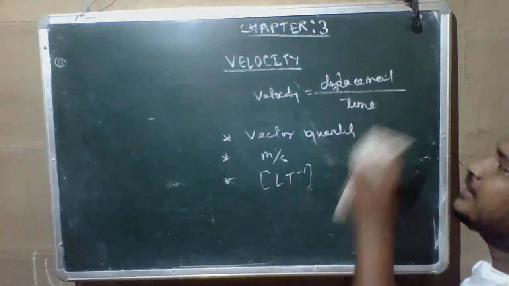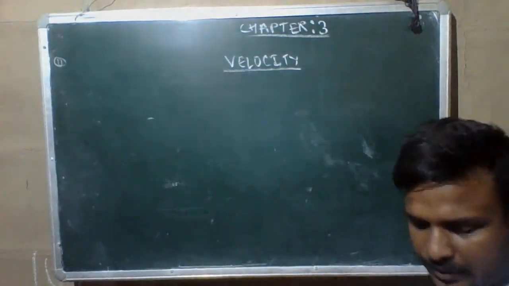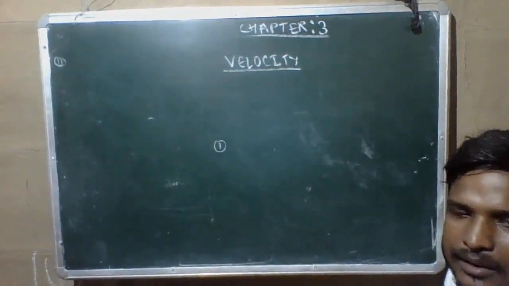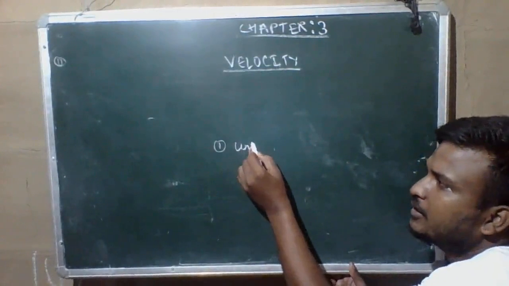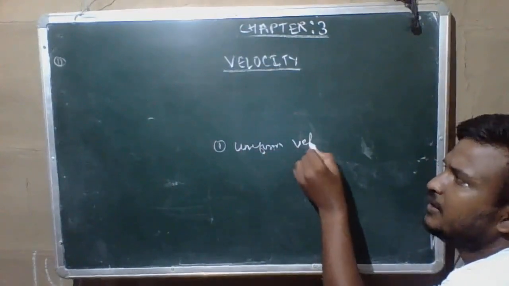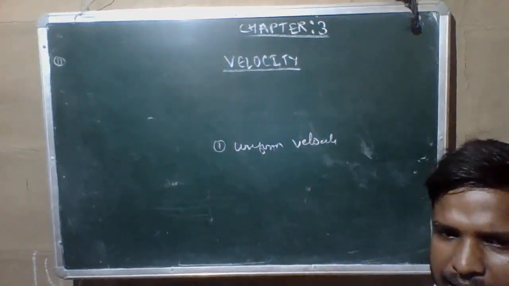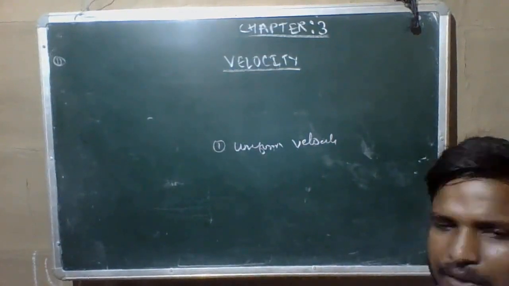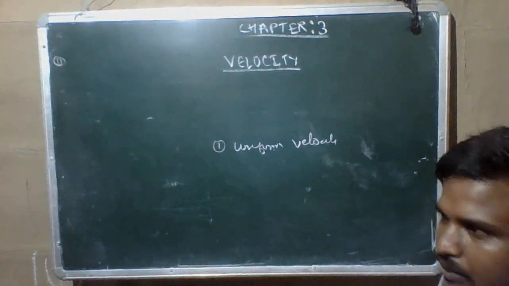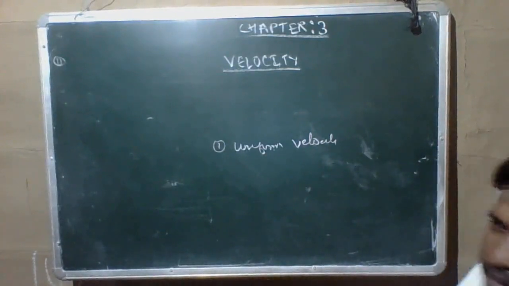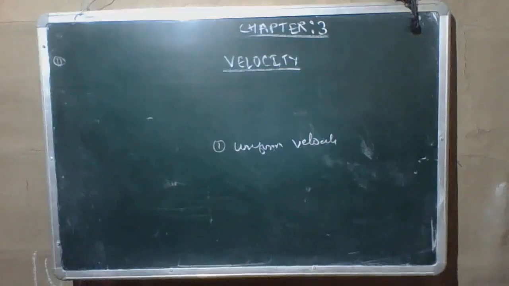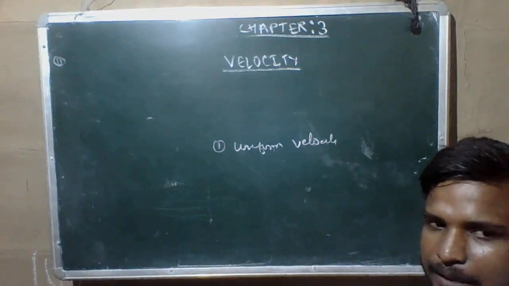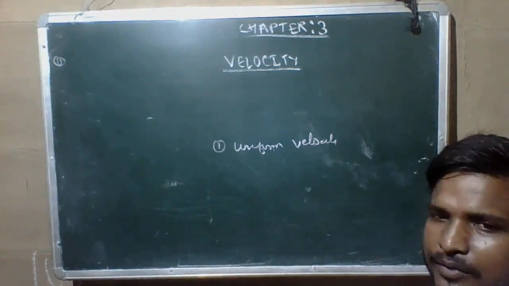Okay. Now let us see about different types of speed, different types of velocity. Number one, uniform velocity. So what is uniform velocity? When a body covers equal displacement in equal interval of time, then we can say that it is uniform velocity. On the other hand, what is non-uniform velocity? Non-uniform velocity is when a body covers unequal displacement in equal interval of time.